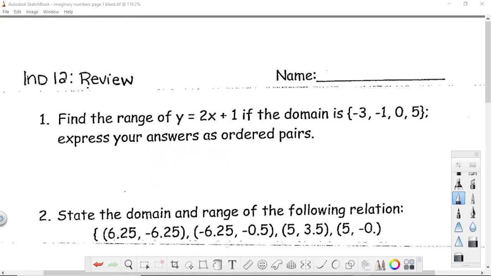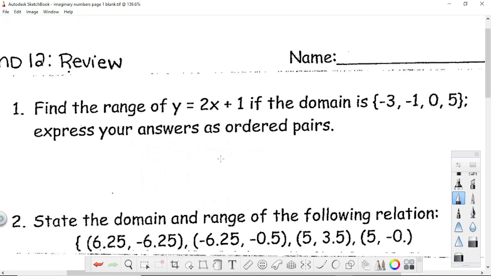Hello, algebra students. We're going to review for the Indicator 12 quiz. This is similar to the review that we handed out to you to work on. It's not exactly the same, but similar type problems. So let's get started.